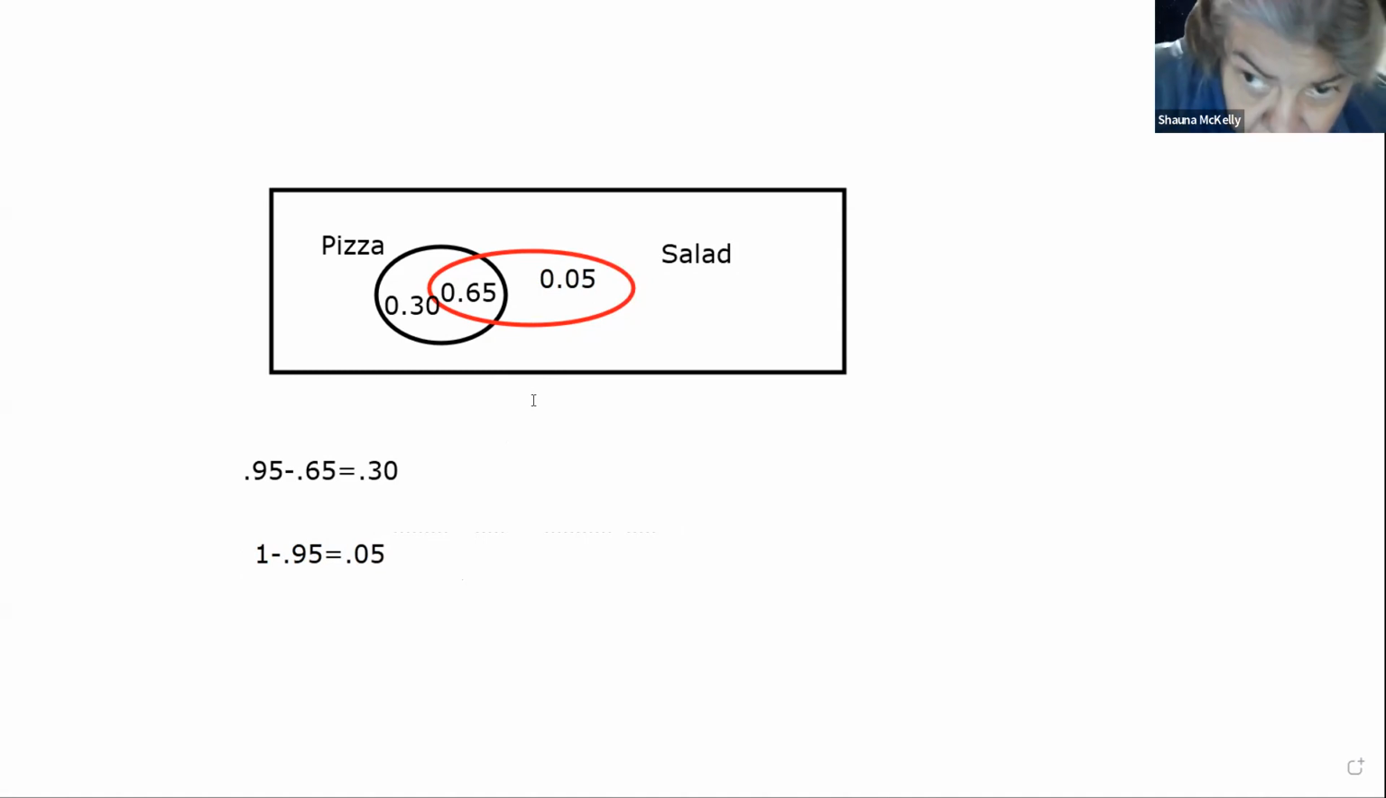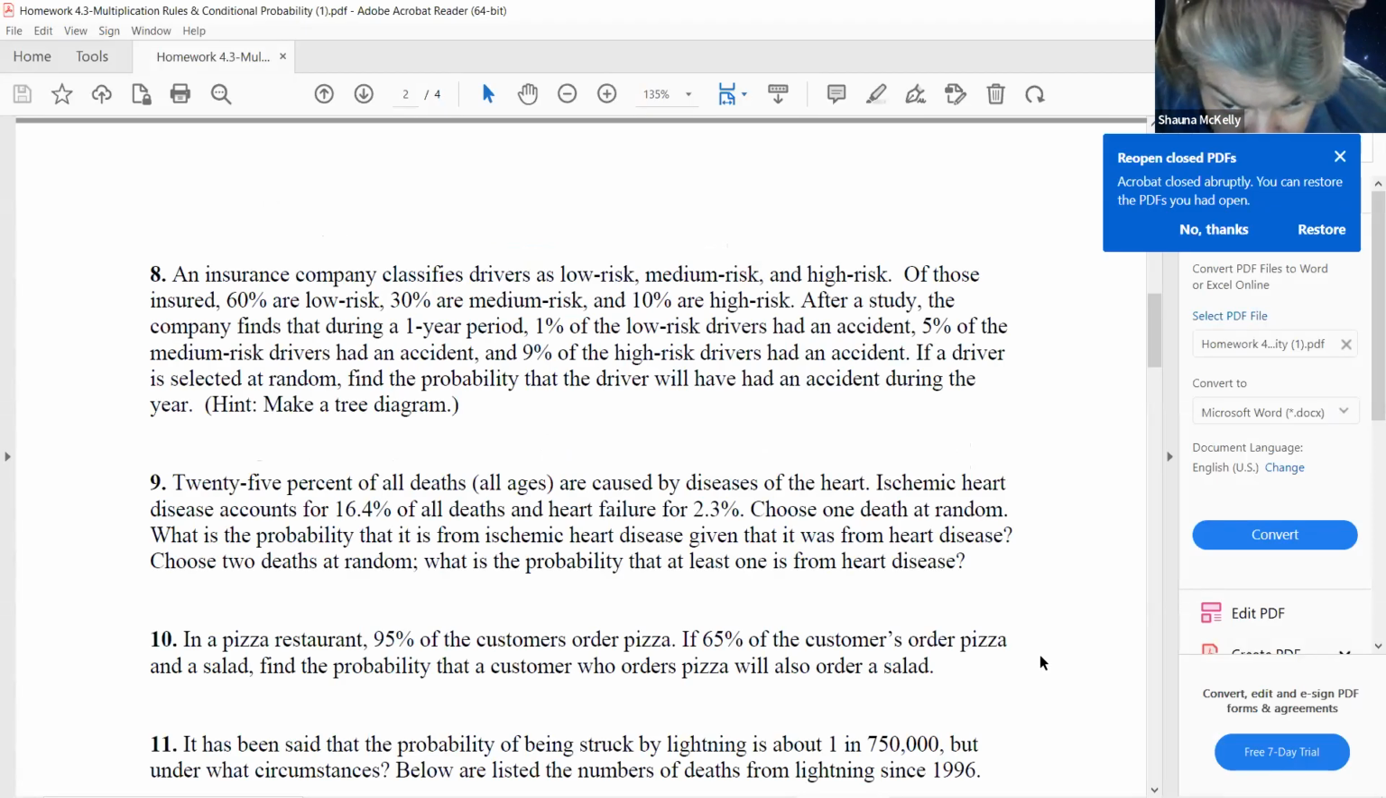Now, what we'd be looking at here, of course, these are not mutually exclusive events, right? So we'd be looking at the probability of, and it depends on which probability you were looking for, how you would write the formula. So let me look back at the problem one more time here. It says, find the probability that a customer who orders pizza will also order a salad.